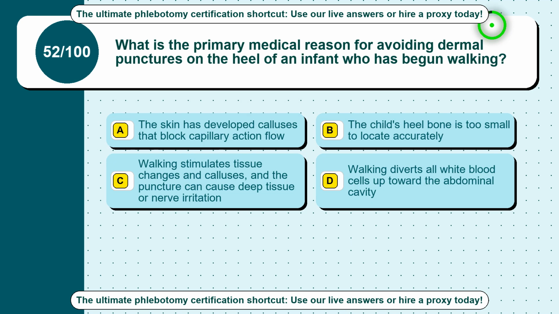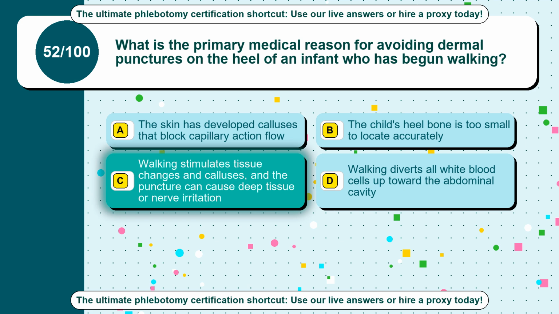Question 52. What is the primary medical reason for avoiding dermal punctures on the heel of an infant who has begun walking? Option A, the skin has developed calluses that block capillary action flow. Option B, the child's heel bone is too small to locate accurately. Option C, walking stimulates tissue changes and calluses, and the puncture can cause deep tissue or nerve irritation. Option D, walking diverts all white blood cells up toward the abdominal cavity. The correct answer is option C.